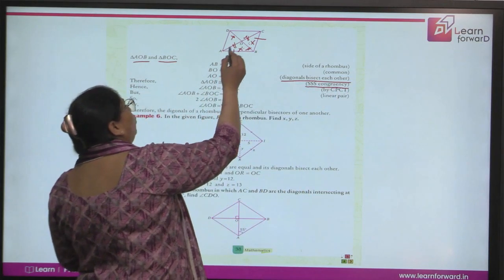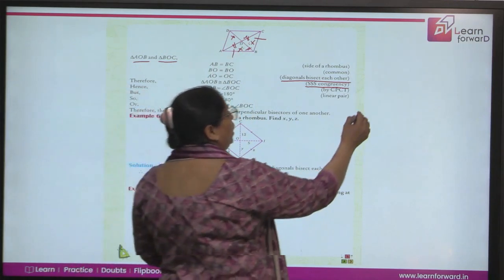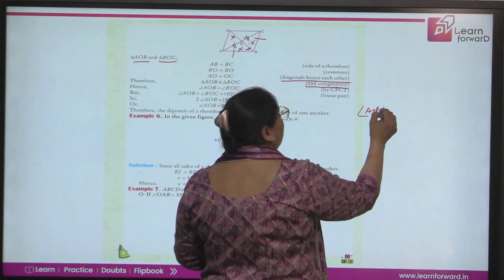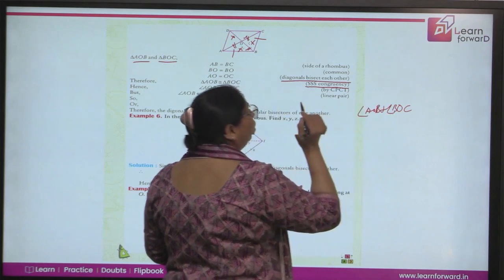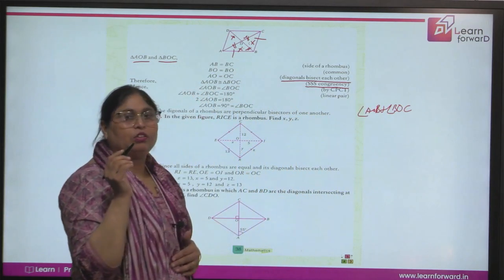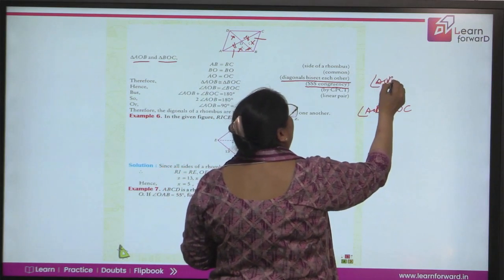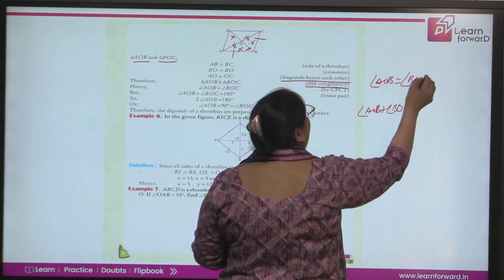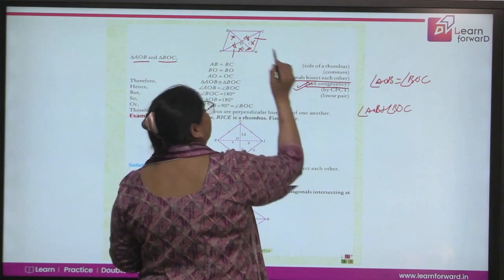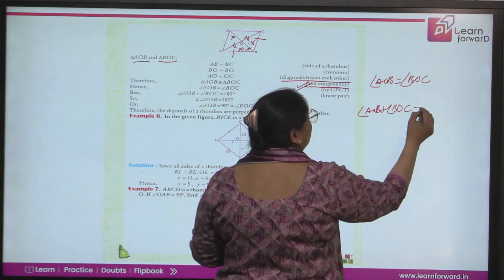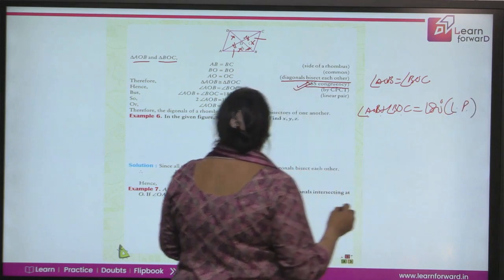Hence angles AOB and BOC are of equal measure. Angle AOB is equal to angle BOC, as we have done the congruency of these two adjacent triangles. But AOB plus BOC equals 180 degrees because they form a linear pair.